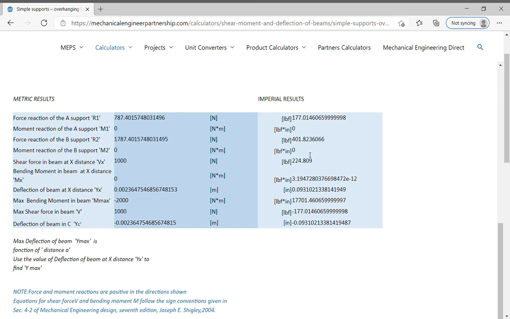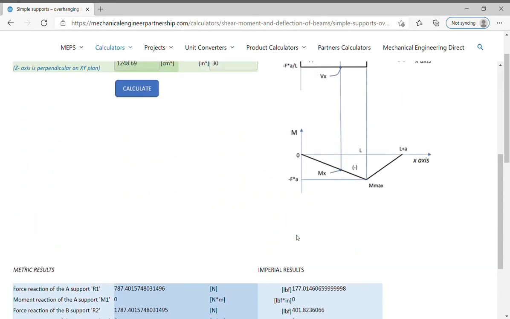Force reaction of the B support R2, moment reaction of the B support M2, shear force in beam at x distance Vx, bending moment in beam at x distance Mx, deflection of beam at x distance Y, maximum bending moment in beam M max, deflection of beam Yc at the application point of force F, maximum shear force in beam V. Max deflection of beam Y max is a function of distance a. Use the value of deflection of beam at x distance Y to find Y max. Maximum bending moment in beam M max and maximum shear force in beam V are used in calculation of normal and shear stresses. See the pages with stress calculators.